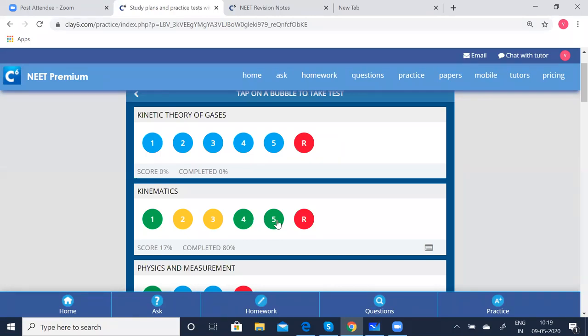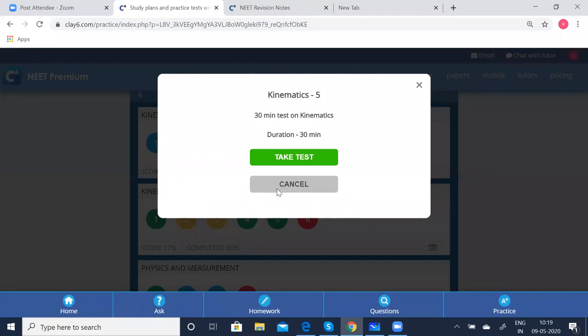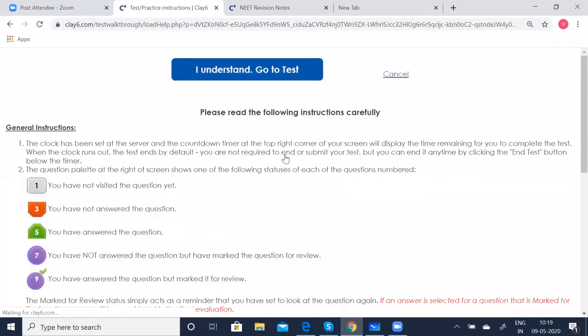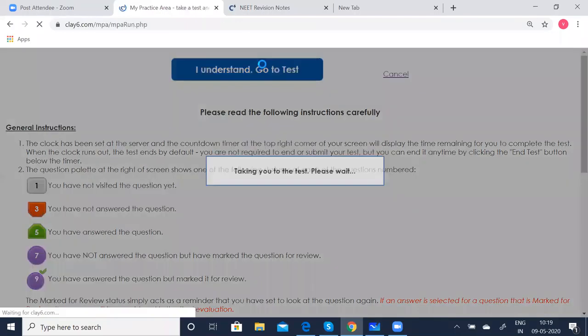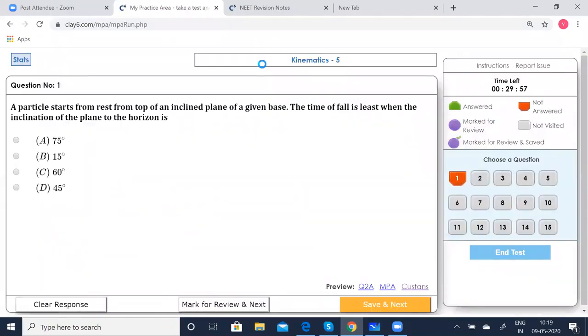Now let me go to the fifth test. Okay, I'm going to take the test. Click take test. Go to test. Now it starts here. A particle starts from rest from the top of an inclined plane of a given base. The time of fall is least when the inclination of the plane to the horizontal is what? We have to find out the angle.